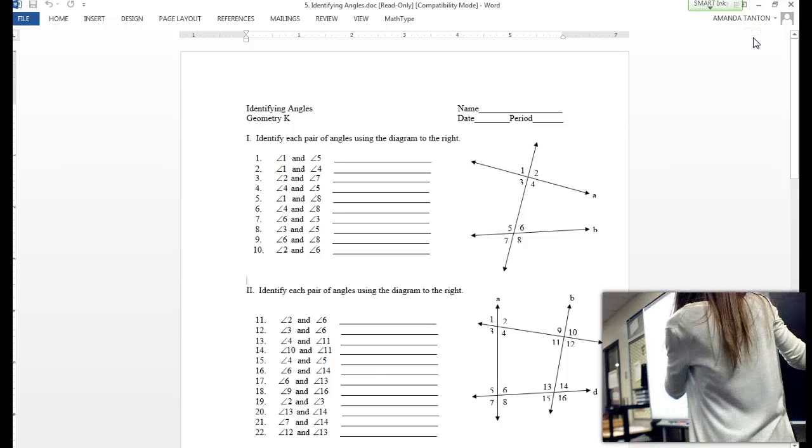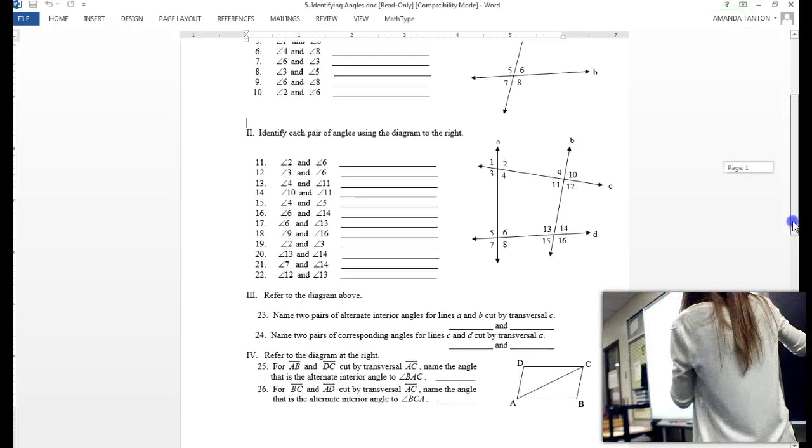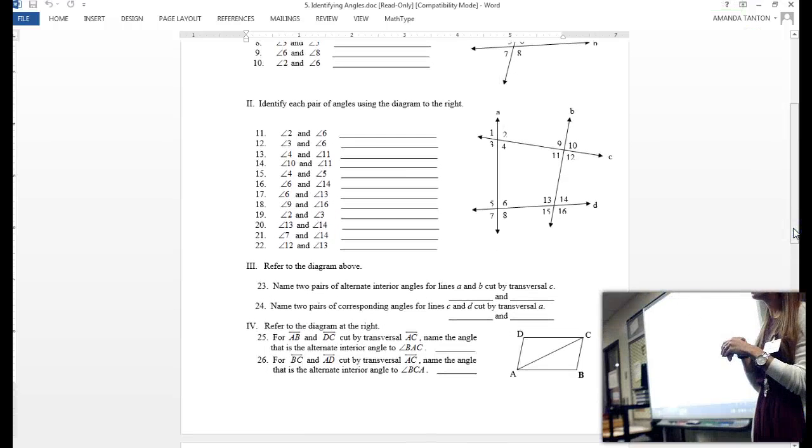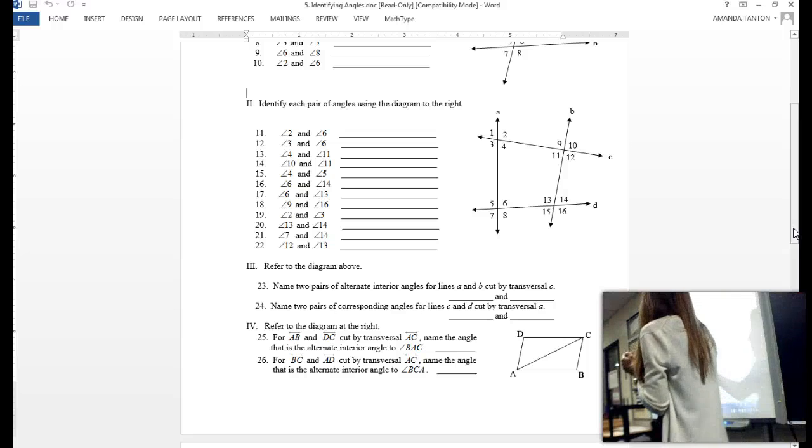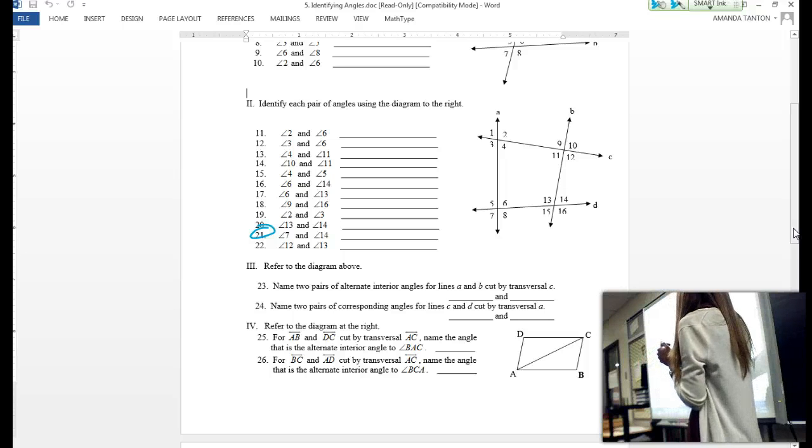What do you want to do from the next section? Give me one from... Take it 25. Okay, anything from 11 through 22. You want me to do any of those? 21. 21. Okay.